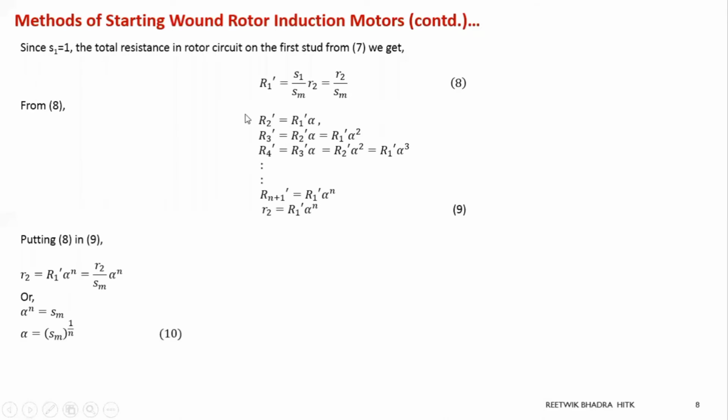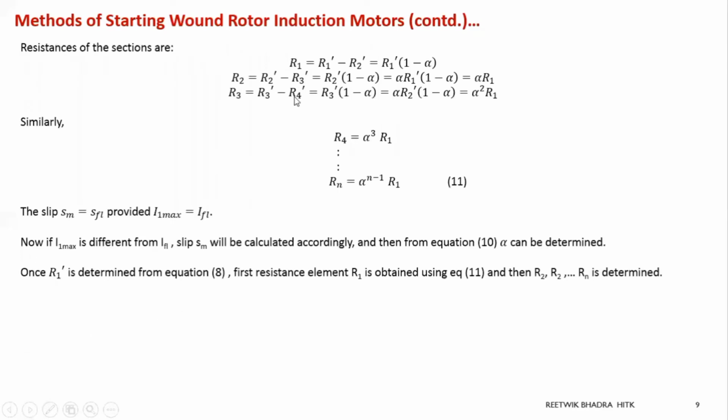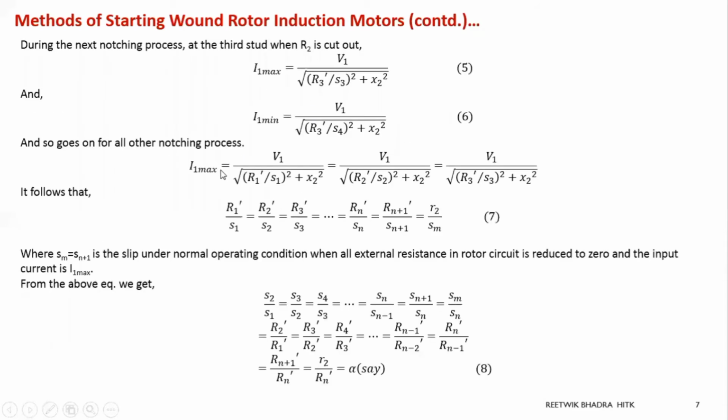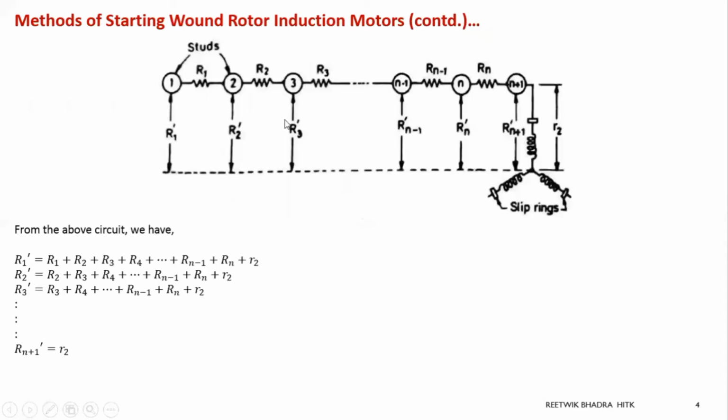Next, we had calculated our stud resistances R1 dash to R4 dash and calculated our alpha. Then we'll calculate the individual resistances. If you recall this diagram, we had already calculated R1 dash, R2 dash, R3 dash. All these equivalent values are calculated. Now what we need to calculate is R1, R2, R3, up to Rn.